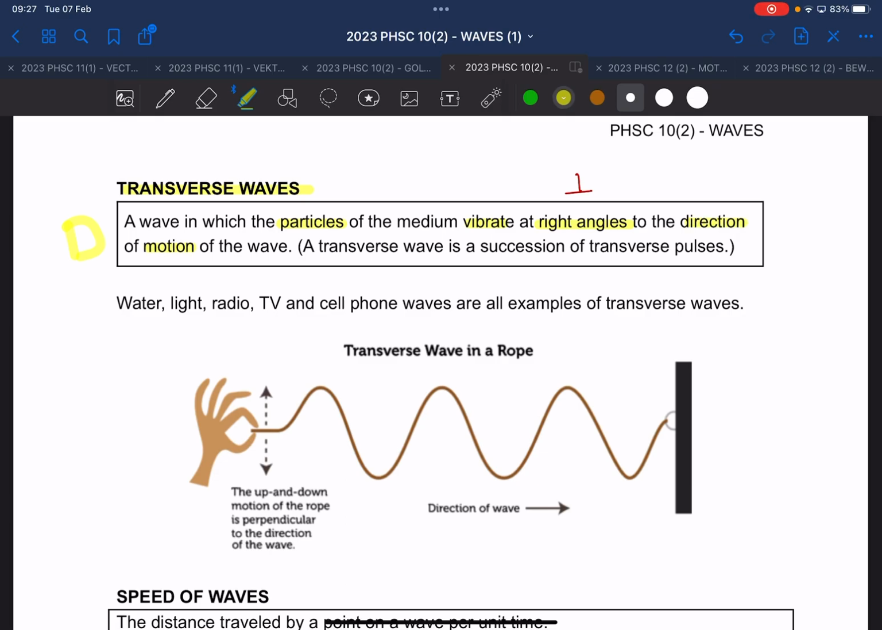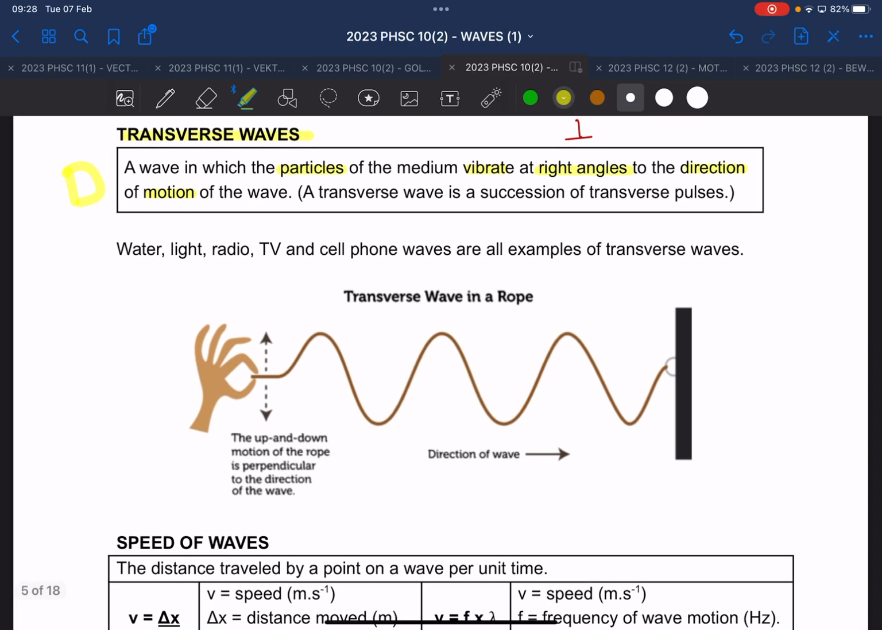Now that which is in brackets afterwards is not part of the definition. A transverse wave is a succession of transverse pulses. So a pulse is one, and a transverse wave is if it goes on and on and on. So pulse is one, a wave is lots. Water, light, radio, TV, and cell phone waves are all examples of transverse waves. There you can see someone has a rope, and he's making this rope go up and down like that. The wave moves to the front, but the rope goes up and down like this.